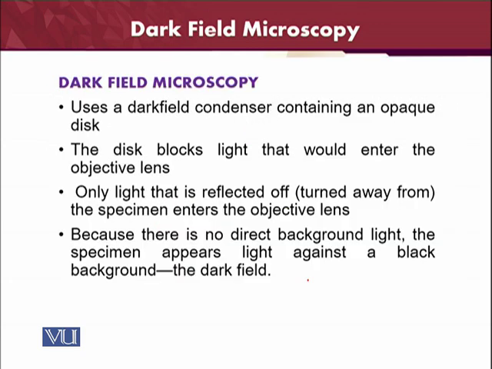Now, what is the principle of the dark field microscopy? The dark field microscope uses a dark field condenser containing an opaque disc. The disc blocks the light that would enter the objective lens. Only the light that is reflected off, turned away from the specimen, enters the objective lens. Because there is no direct background light, the specimen appears light against a black background, which becomes the dark field background, and that's why it is called dark field microscopy.